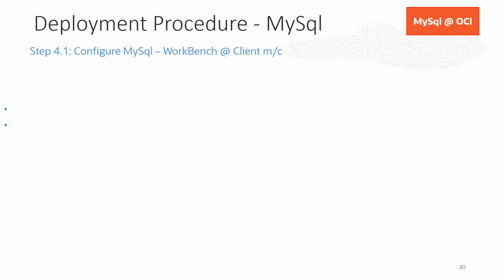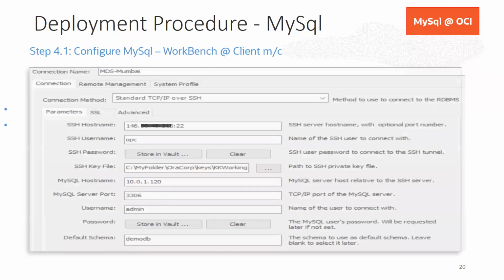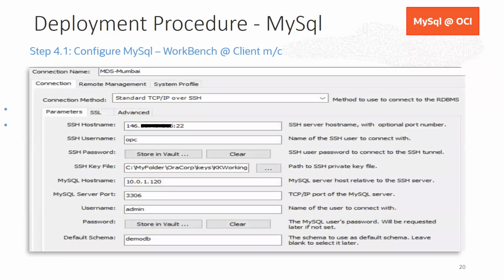Once the MySQL Workbench installation is completed, we need to configure the connection parameters. So provide the jump server IP with the port, and this is the MySQL host name. And we need to provide the credentials, like admin and the password. The password is stored in the vault. And we can provide the default schema as demo DB, which we created in the MDS database.